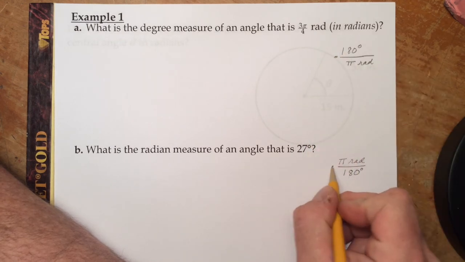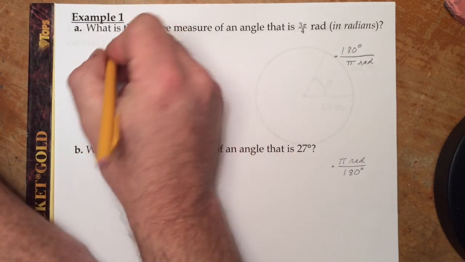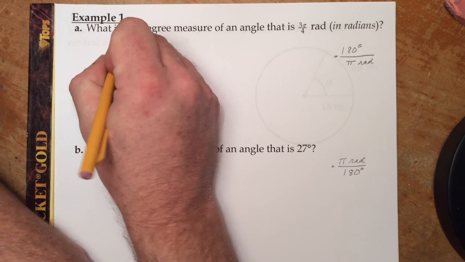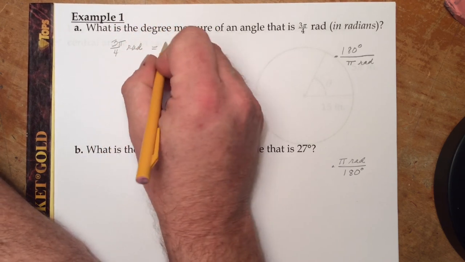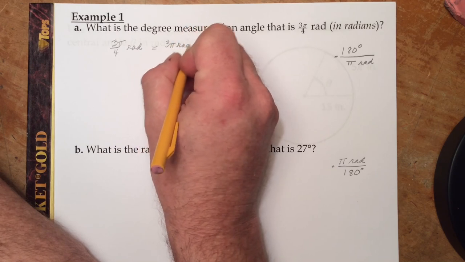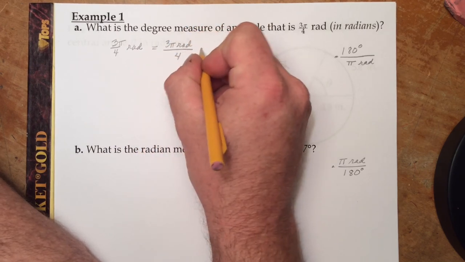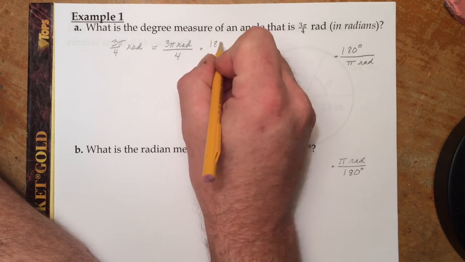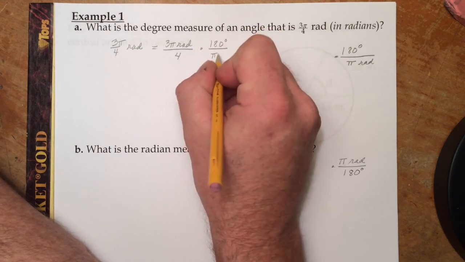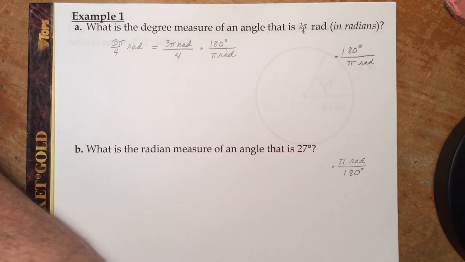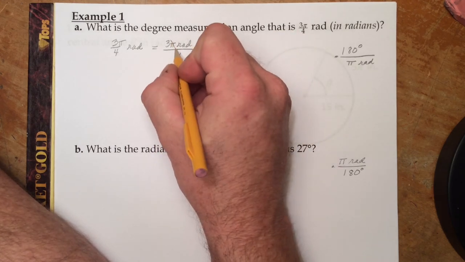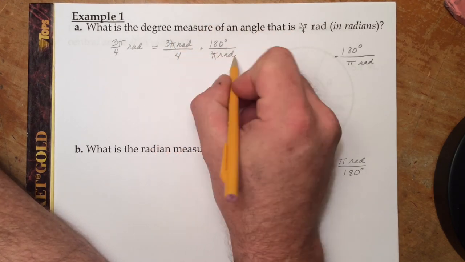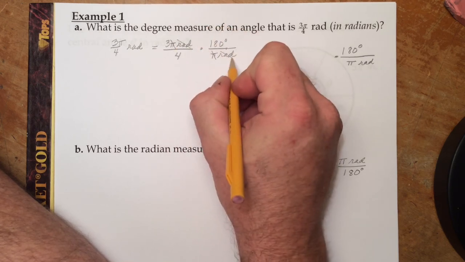So we'll be multiplying. In part A, we have 3 pi over 4 radians, which is really the same as 3 pi radians over 4. We multiply it by the conversion factor, 180 degrees over pi radians. First of all, look at any symbols, the pi, irrational numbers, anything like that that will divide or cancel out. Notice that pi will divide out and radians will also divide out because they're both in one numerator, one denominator.